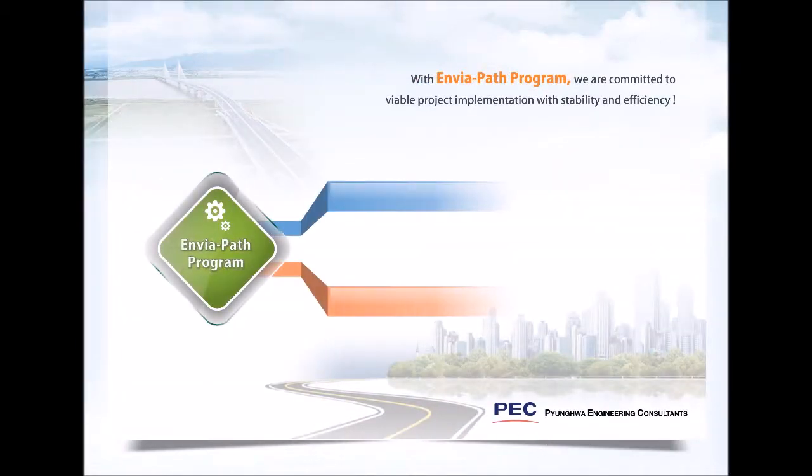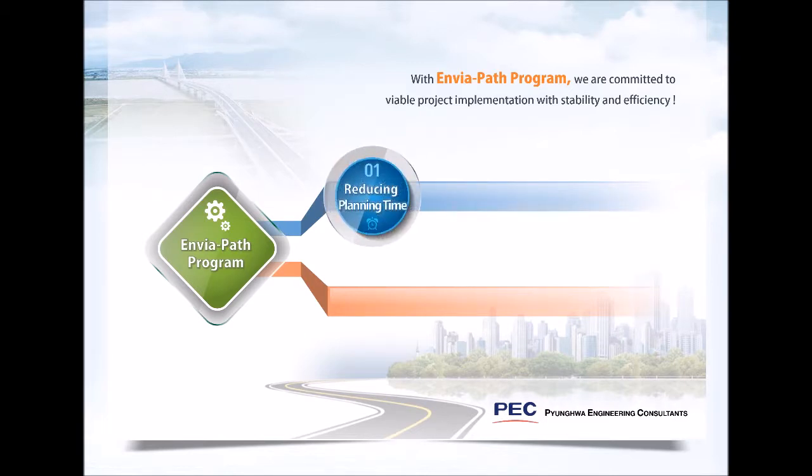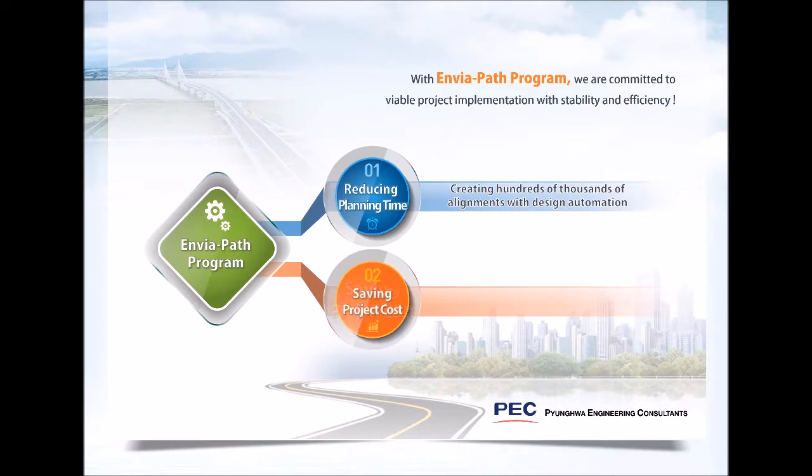The Envia Path Alignment Optimization Program reduces the planning time by creating hundreds of thousands of alignments with automated design, and saves the project cost as well, because an Envia Path generated alignment will cut the construction cost by avoiding constraints.